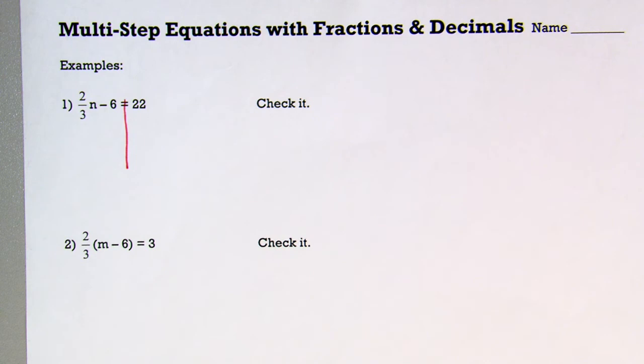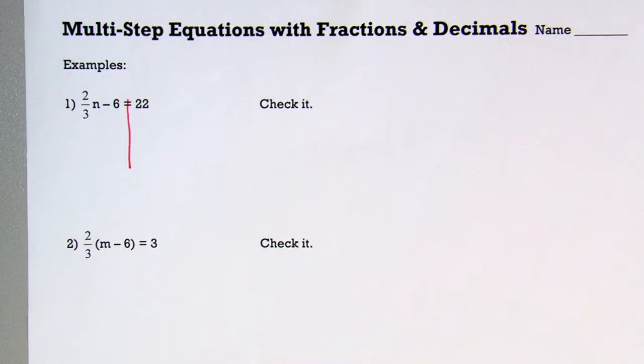So today's lesson is on multi-step equations with fractions and decimals. All the steps are going to go ahead and be the same. The only difficult part is when we divide and multiply fractions. That's where we get a little more difficult. Okay? So our first problem here is 2/3 n minus 6 is equal to 22.